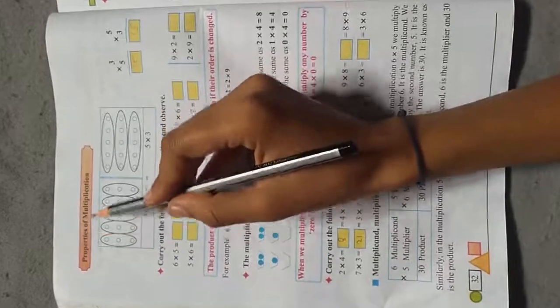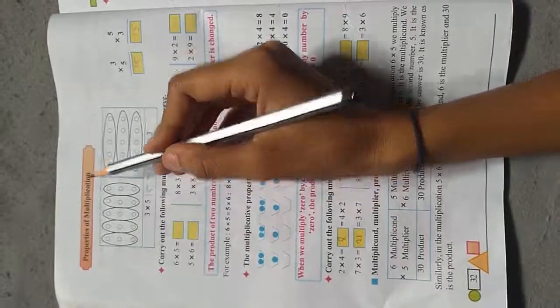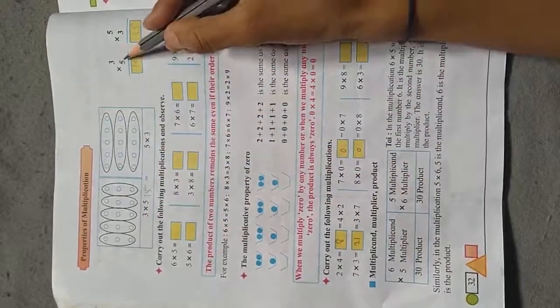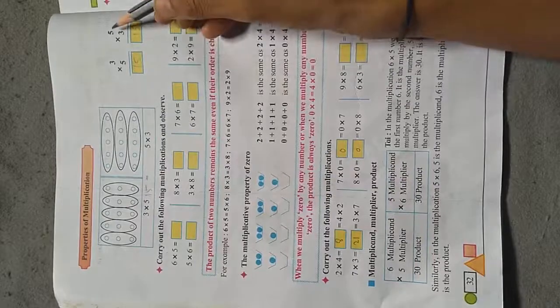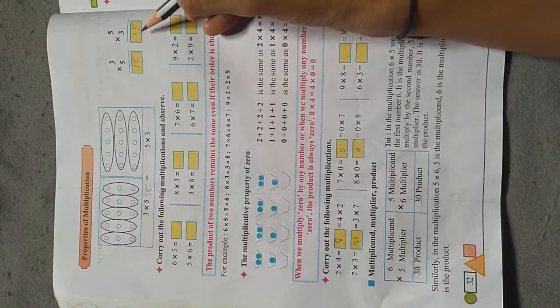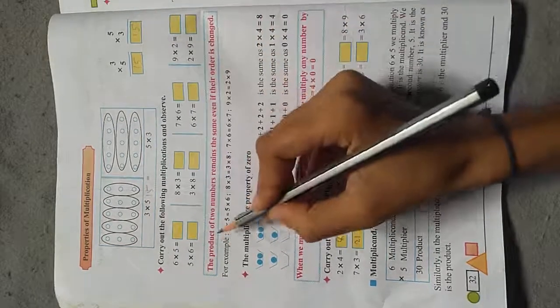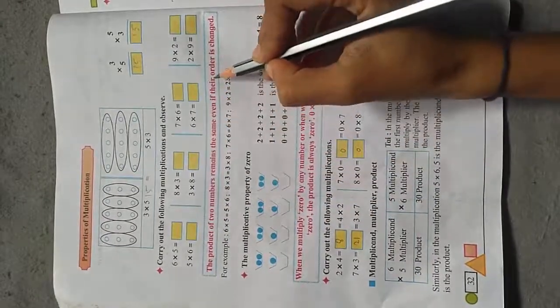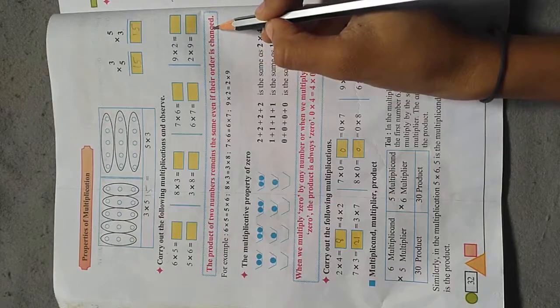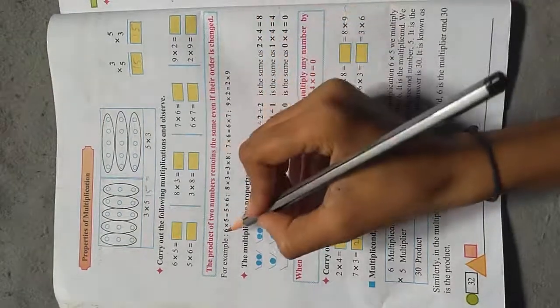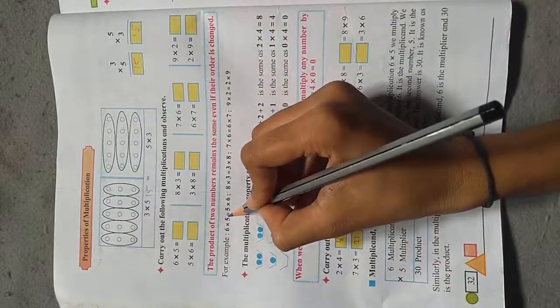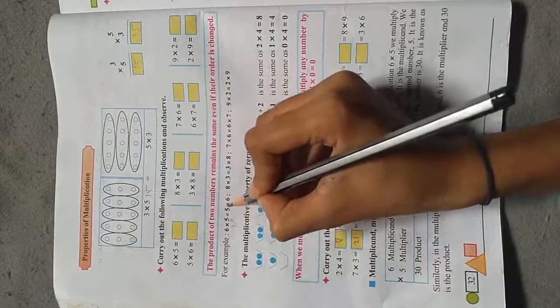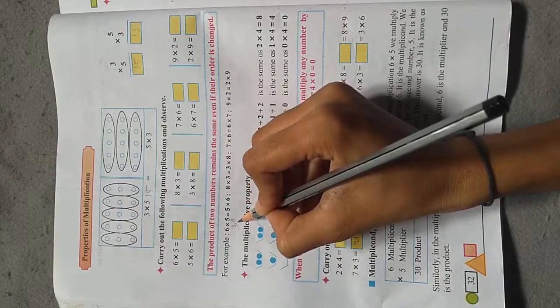Let's see the properties of multiplication. Look, 3 into 5 is equal to 15 and 5 into 3 is equal to 15. That means the product of two numbers remains the same even if their order is changed. Look, another example. 6 into 5, 30, and 5 into 6, 30.